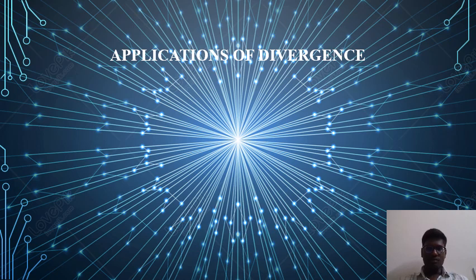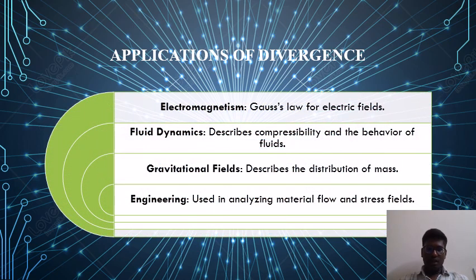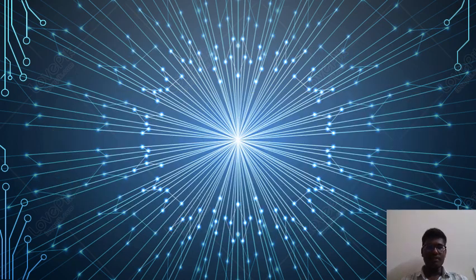Applications of divergence. The examples for the applications of divergence are electromagnetism, fluid dynamics, gravitational fields, and engineering. In electromagnetism, it is used for Gauss's law for electric fields. In fluid dynamics, it describes the compressibility and behavior of fluids. In gravitational fields, it describes the distribution of mass. In engineering, it is used in analyzing material flow and stress fields.